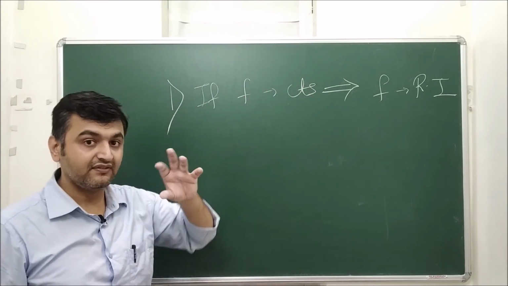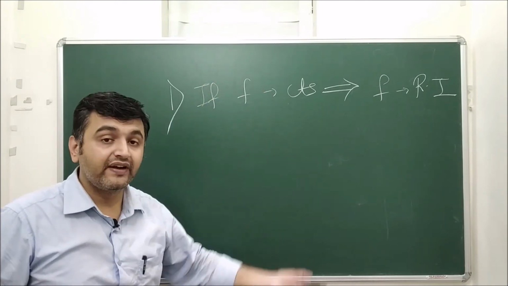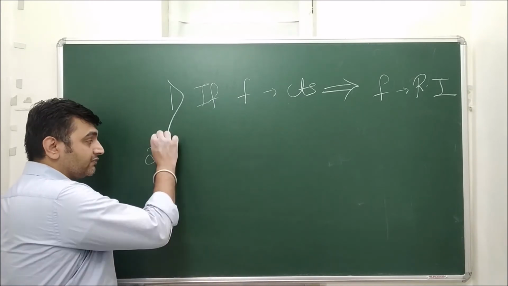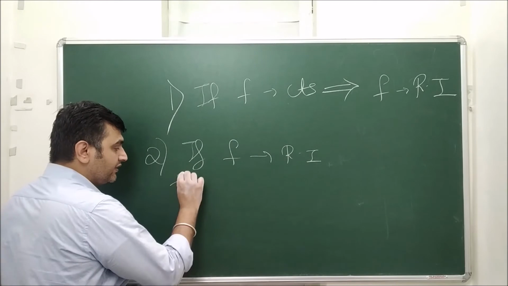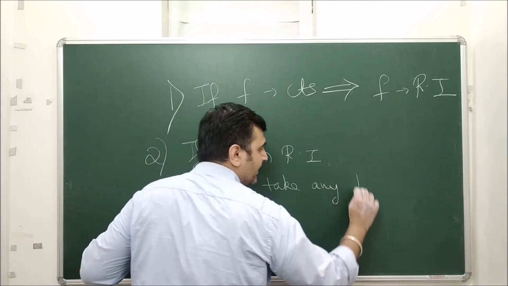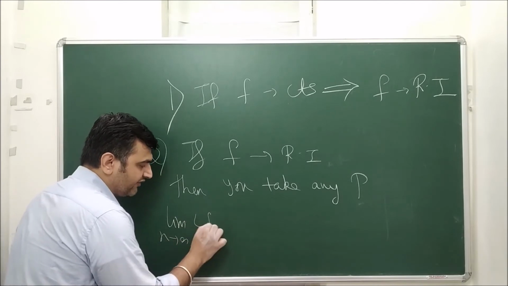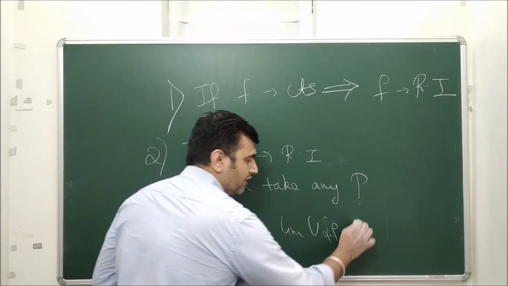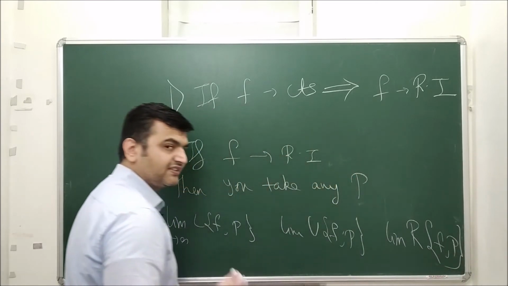So initially I took x square, which was continuous, and because of that theorem, we know the integration exists, and we actually found the value of integration. Second important theorem is, if your function is Riemann integrable, then you take any partition P, and you take the limiting case of LFP, you take the limiting case of UFP, you take the limiting case of RFP. Now what is RFP? It is arbitrary Riemann sum.